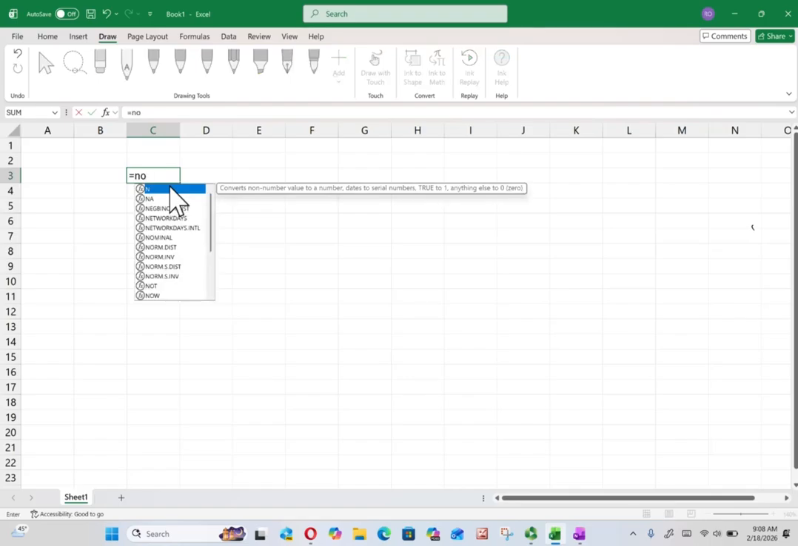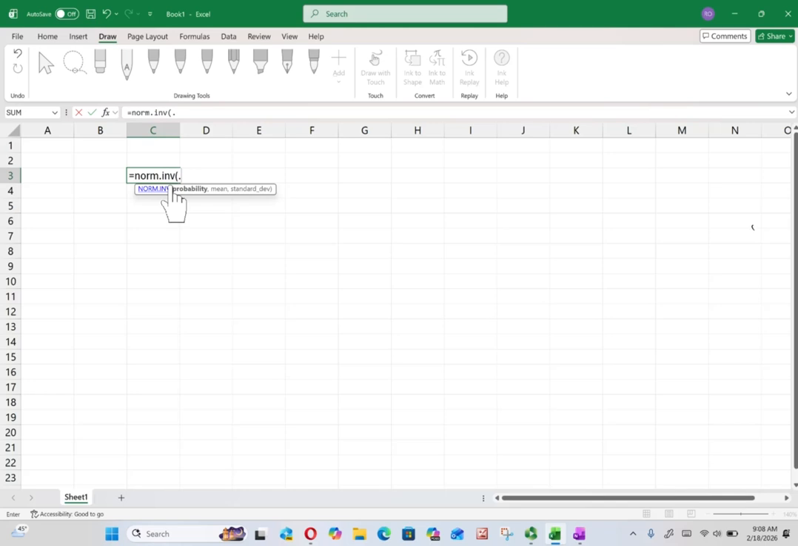So this is equals NORM.INV, and you put in 0.3, and we need a mean and a standard deviation. I'll use 100 for the mean, the average, and 20 for the standard deviation. So that value is 89.5. That's the number that cuts off 30% to the left.